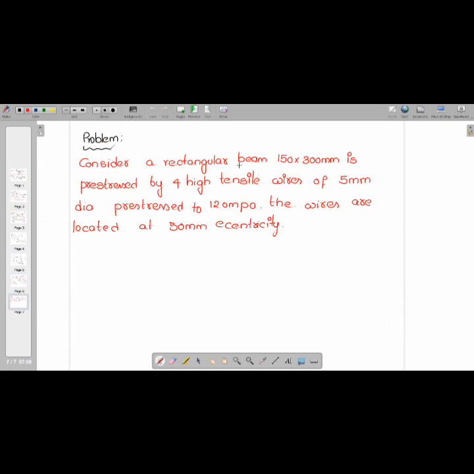Now see, sir, there is a rectangular beam. He is asking to calculate the stress at the bottom. If you see, only due to loading, the stress at the bottom is P by A plus P e by Z, or P by A minus P e by Z at the top.